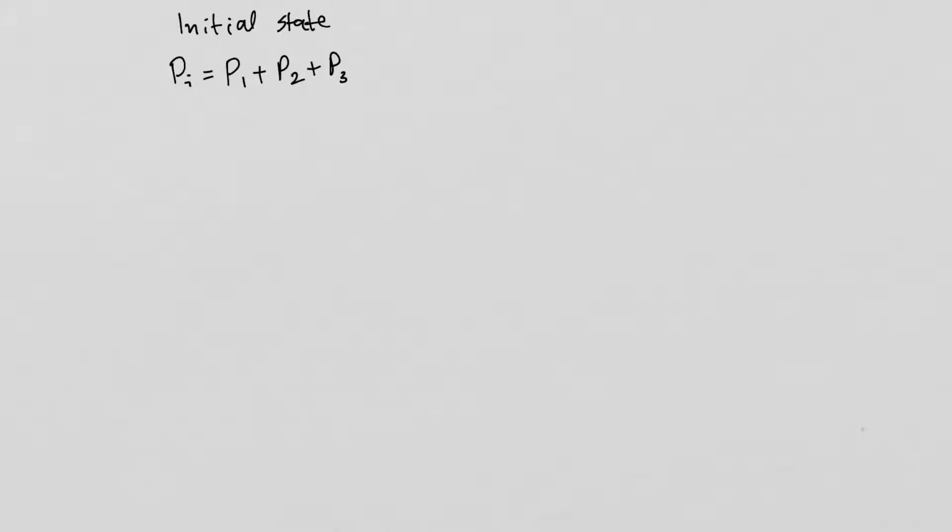And then at the final state, the total momentum PF is equal to the sum of momenta of the individual members of the system. So that's P1 prime plus P2 prime plus P3 prime. And of course, keep in mind that these can be extended for more than 3 members of the system. If the system has 100 members, then you just add the individual momenta for each member, and that is how you calculate the total momentum.